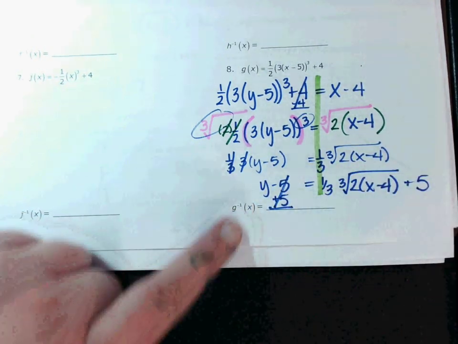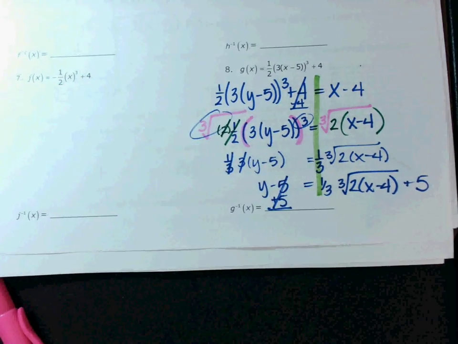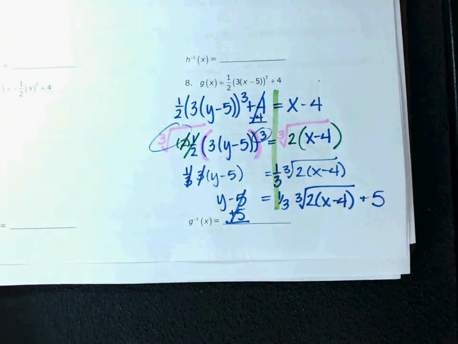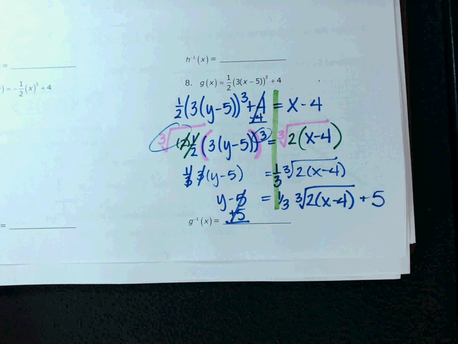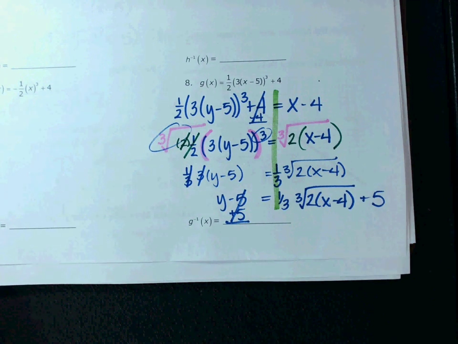So notice that it is possible for you to have a number on the inside and a number on the outside. But look at the thing we were talking about before. I had a 1/2 on the outside. Now I have a 2 on the inside. I had a 3 on the inside. Now I have a 1/3 on the outside. So all those numbers are still there. They're just scrambled around. Okay?